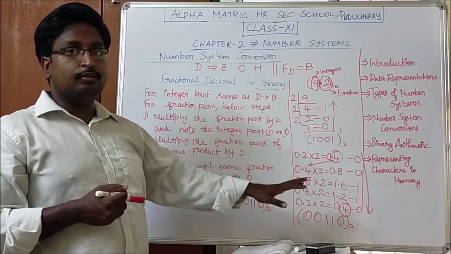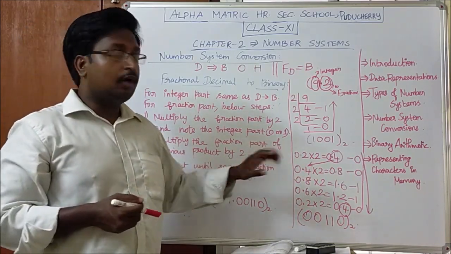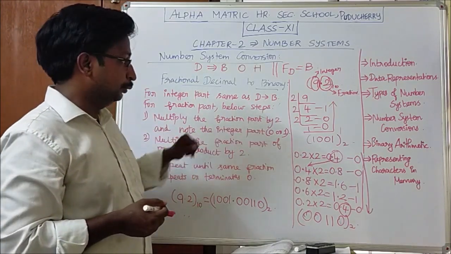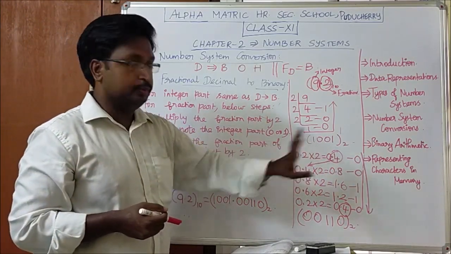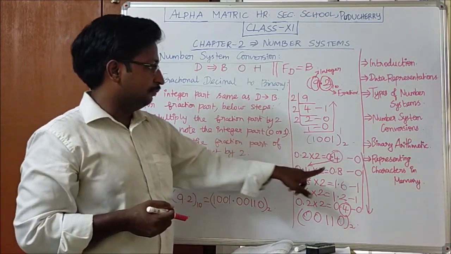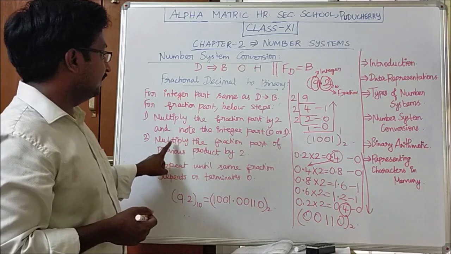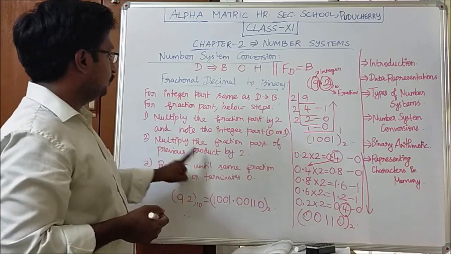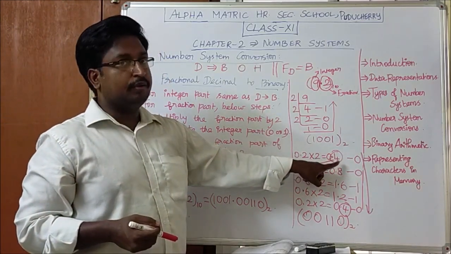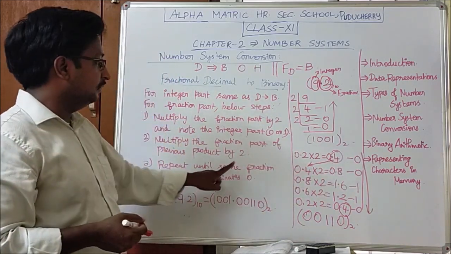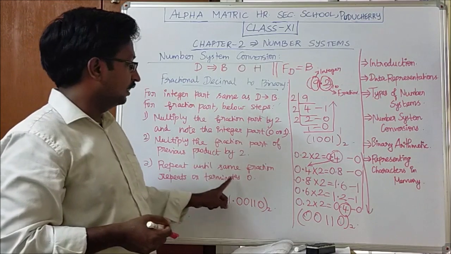Now let us come back to the steps part. First, multiply the fraction part by 2 and note the integer part, that is 0 or 1. Again, multiply the fraction part of the previous product by 2. Repeat until the same fraction repeats or terminates at 0.